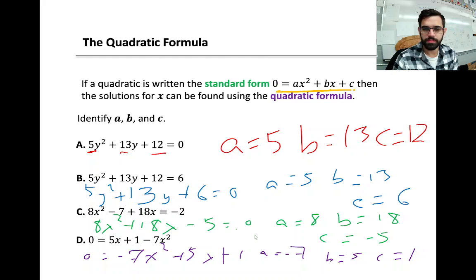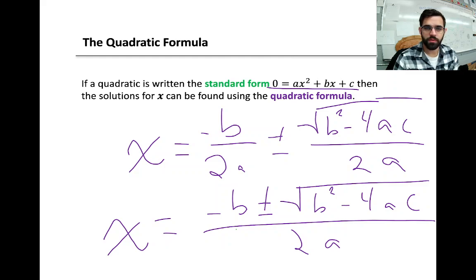Take a moment, try these examples, make sure they all make sense to you. For example B, A is 5, B is 13, C is 6. For example C, A is 8, B is 18, and C is -5. And again, example B and C, you have to write in standard form. Example D is out of order, but A would be -7, B would be 5, and C would be 1. We're going to move on, but feel free to pause the video and make sure those make sense to you.